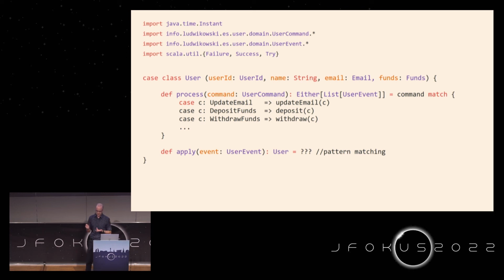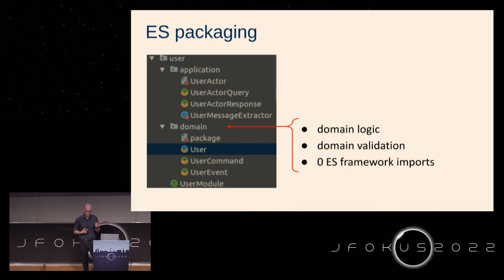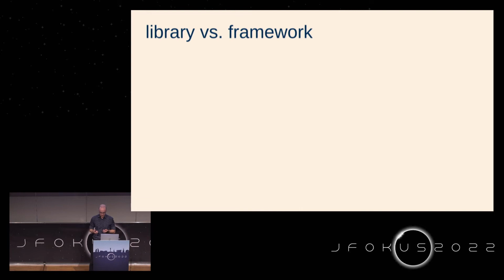And this way, your event sourcing user, let's say, could look like the snippet on the slide. So a simple case class, simple record, just two methods. And don't get me wrong, I'm not saying that you should implement your whole business code in just two methods. Those are like entry points to your user aggregate. But your imports will look like this. So no imports to any framework whatsoever. And once again, application package for all the setup stuff, and domain package for domain logic, domain validation, and in a perfect world, zero event sourcing framework imports.